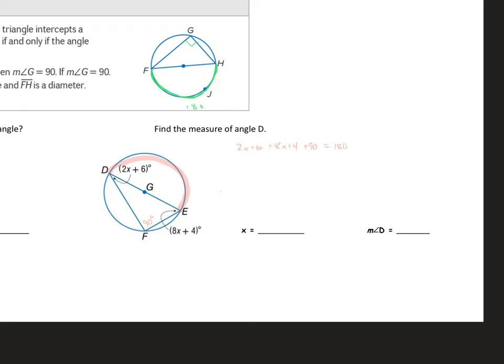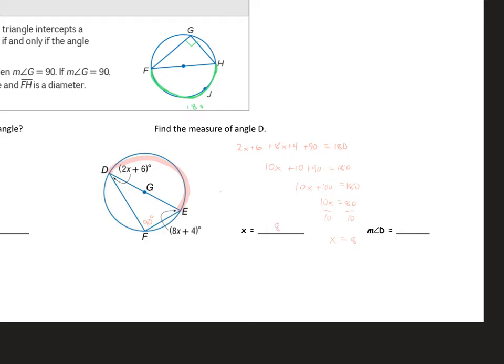Again, why did I do that? If I get my pointer out, I know that all of these angles right here form a triangle, and all triangles add up to 180 degrees. So we could just go on and combine our like terms. 2x and 8x is 10x. I know that 6 plus 4 is 10, plus 90 is 100. So that means 10x plus 100 is equal to 180. That means 10x equals 80. Divide both sides by 10. I get x is equal to 8.